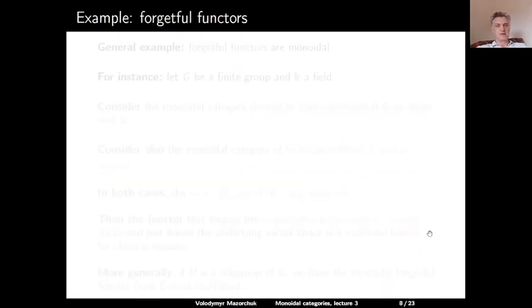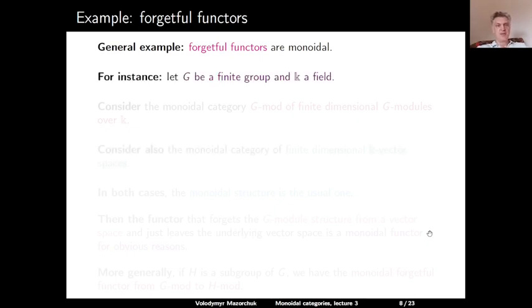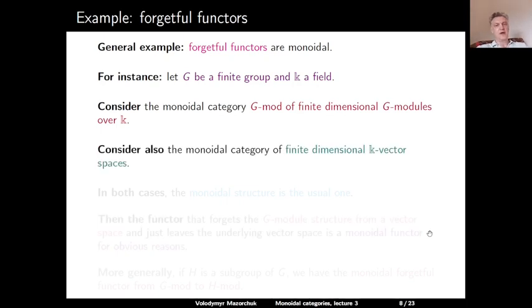So here are some examples. The most natural example of a monoidal functor is a forgetful functor. That is a functor which forgets some part of the structure. For instance, let G be a finite group and K a field. Consider the monoidal category G mod of all finite dimensional G modules over K. So this is a monoidal category with respect to the usual tensor product of G modules. And we also can consider the monoidal category of all finite dimensional K vector spaces, again with respect to the usual tensor product of K vector spaces.